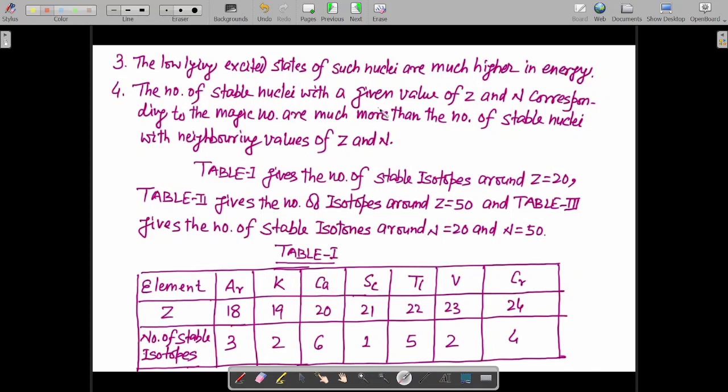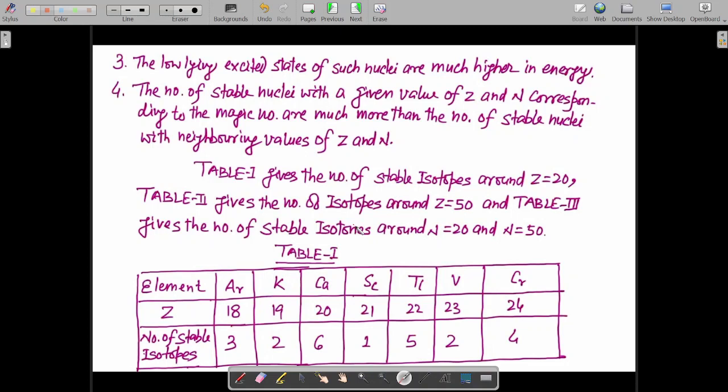The number of stable nuclei with a given value of Z or N. So for a given Z, the number of isotopes is much more than the number of stable nuclei with neighboring values of Z or N. Table 1 gives the number of stable isotopes around Z equal to 20. Table 2 gives the number of isotopes around Z equal to 50. We are going to look at table 2 also. And table 3 gives the number of stable isotones.